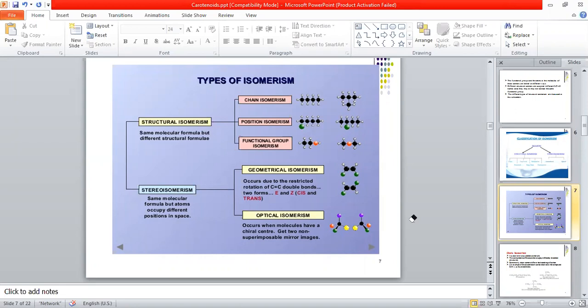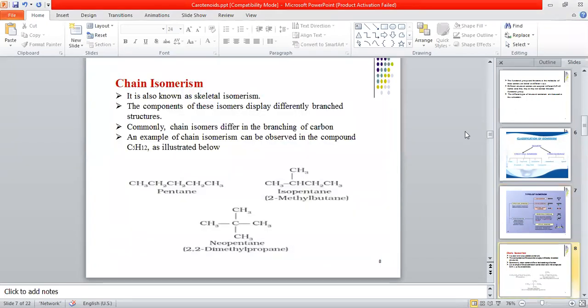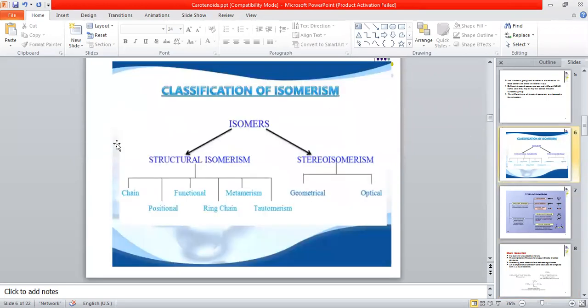So in this semester, your third semester, you have to focus only on structural isomerism. So now we will get ready to learn about chain, functional. You have to learn about these things: chain isomerism, position isomerism, functional isomerism, ring chain isomerism, metamerism, and tautomerism.